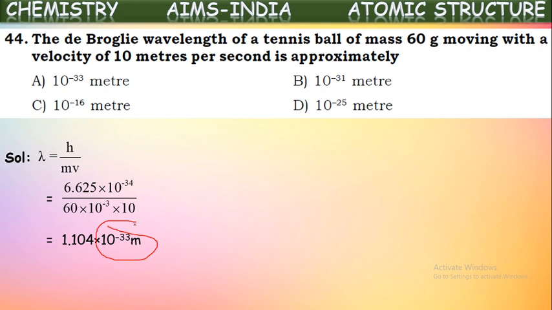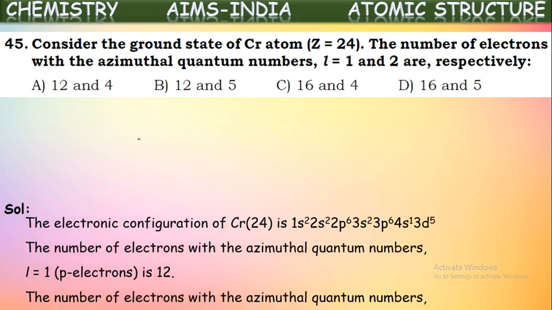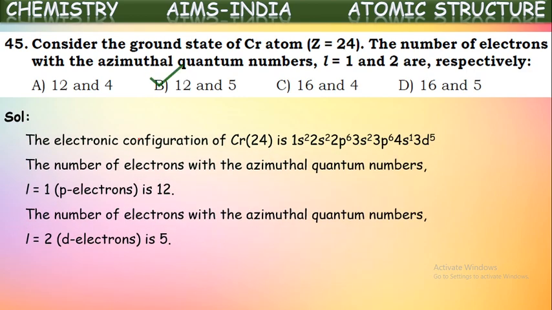So we get it as 10 to the power of minus 33 meters. Where is it? The first option. Okay, next. Consider the ground state configuration of chromium. The number of electrons with azimuthal quantum number l equal to 2. Oh, we have seen all this already. We get it as 12 and 5.